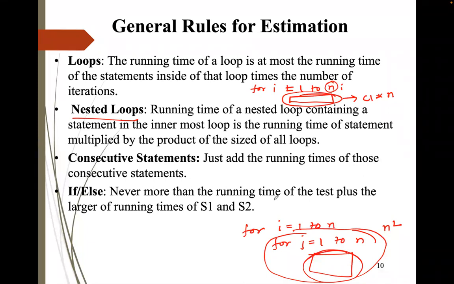Now if we have consecutive statements, we're just going to add the runtimes of those consecutive statements. So we have statement 1, we have statement 2. It has a runtime like n square, statement 2 has a runtime like n, and we have statement 3, which has a runtime c1. So what we're going to do is add all of them.